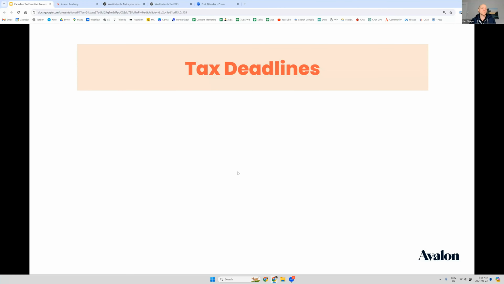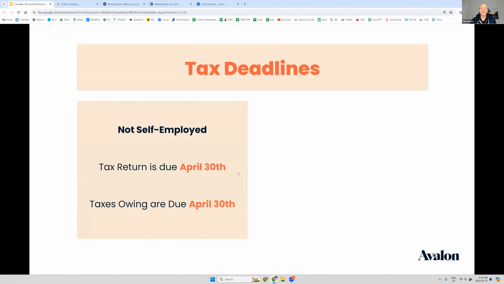Next I'll move on to tax deadlines, and this is pretty straightforward. There are two specific personal tax deadlines. The one is if you're not self-employed. So if you just have a job or if you earn pension income, the key is just not self-employed. Your tax return is due April 30th and your taxes owing, the balance, is due April 30th.